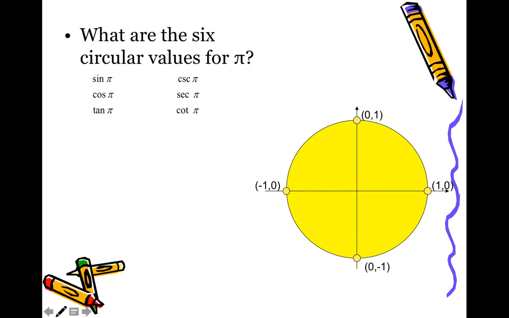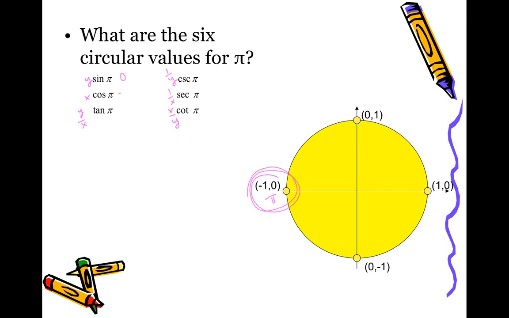What about pi? That's the same thing as 180 degrees. So the sine of pi is 0. So you're over here. This is pi. Focus on this. That's your y value. This is your x value. This is y over x. This is x over y. This is 1 over x. This is 1 over y.